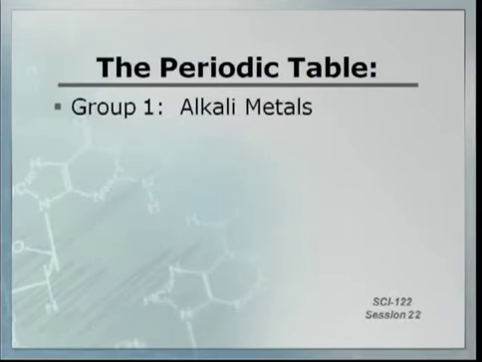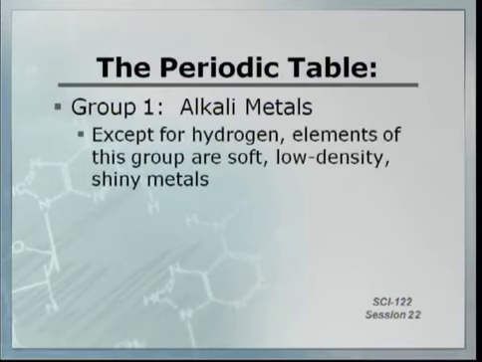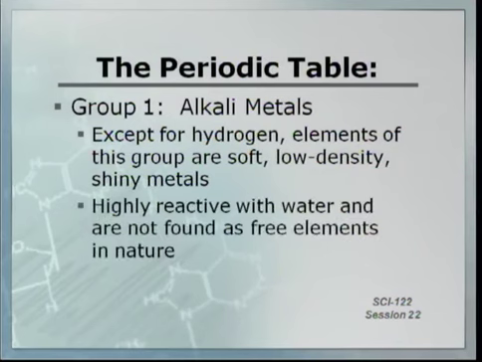In group number 1, this is the first column on the left. These are usually called the alkali metals. And except for hydrogen, elements of this group are soft, low-density, shiny metals. As we said before, they can be cut by a butter knife. They're highly reactive with water and are not found as free elements in nature.